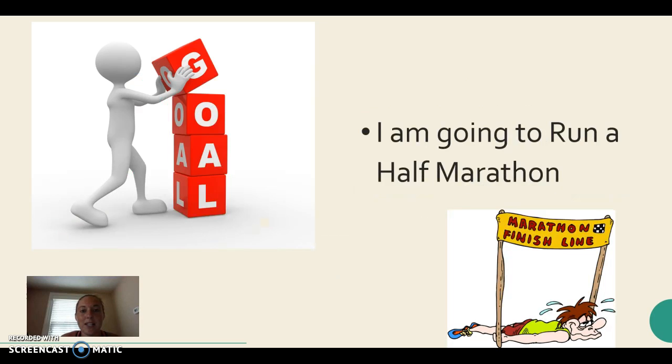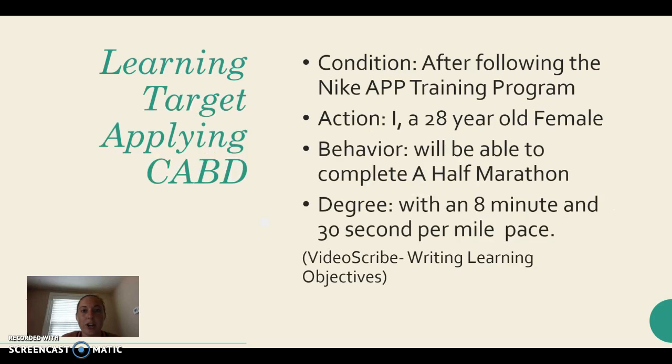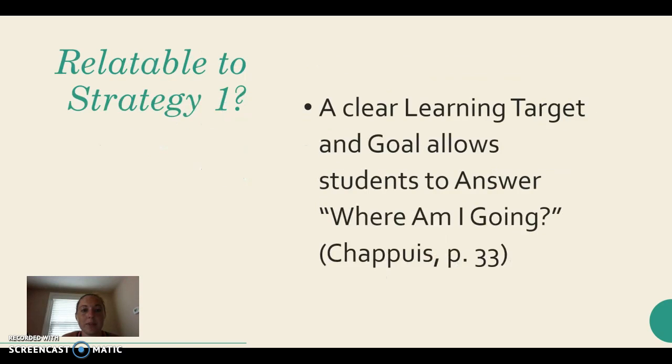In the beginning, we must establish a goal. So I'm going to run a half marathon. Is this goal descriptive enough for me to obtain exactly what I need to achieve, or should the goal be more descriptive? We learned in our first lesson how to approach a learning target to make it as descriptive as possible using CABD. So my condition is that after following the Nike App training program, I, a 28-year-old female, will be able to complete a half marathon with an 8-minute and 30-second per mile pace.